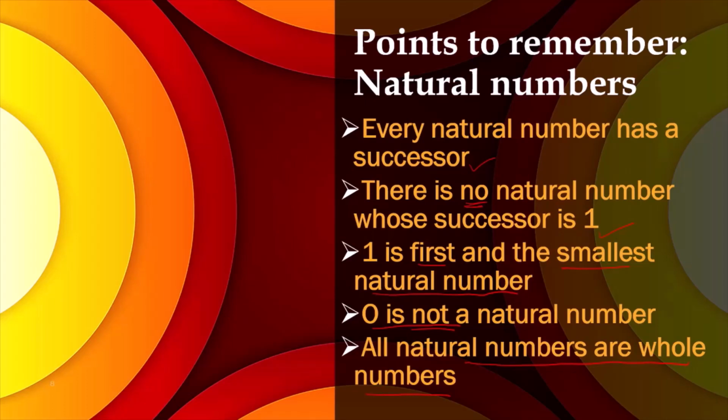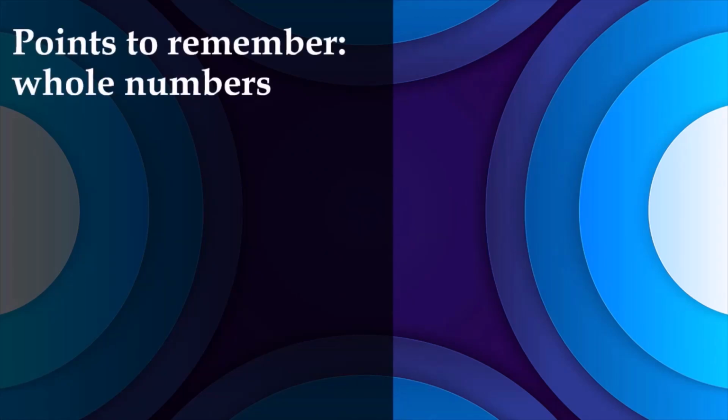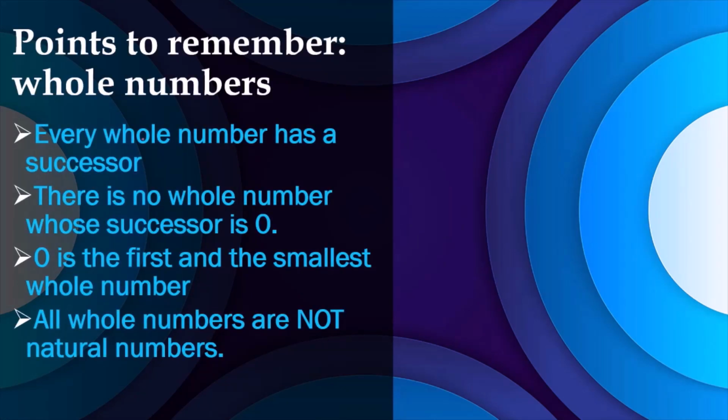Let us see some points to remember for whole numbers as well. First, every whole number also has a successor. There is no whole number whose successor is 0. 0 is the first and the smallest whole number. All the whole numbers are not natural numbers because 0 is a whole number which is not a natural number.